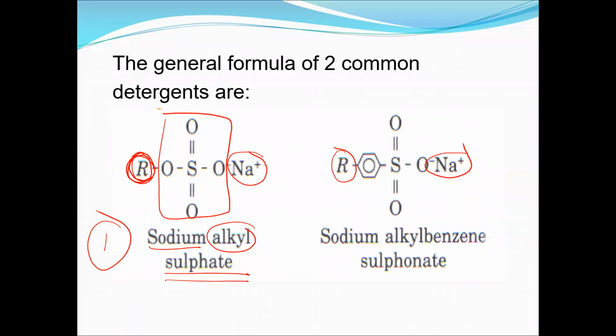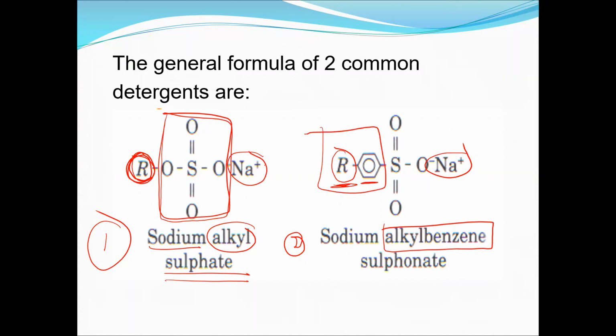Just like soap, the alkyl they will always give you. They will tell you CH3 bracket CH2 14. You don't have to remember. And then the whole thing here is a sulfate group. That's type number 1. Type number 2 is sodium. You still must have sodium. And then it's alkyl benzene. This is my alkyl group. This is my benzene group. Put it together, and then you get sulfonate.